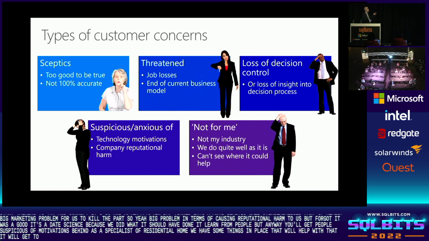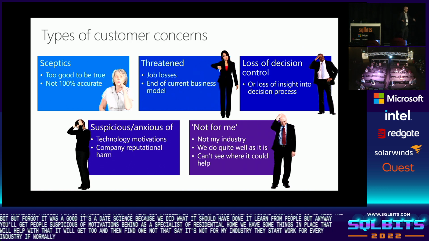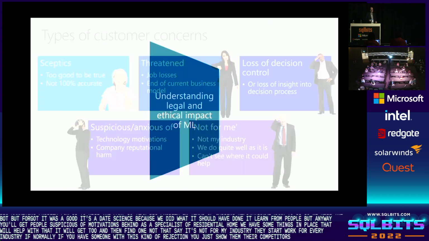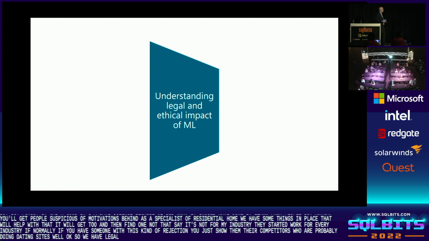And then the final one, people say, it's not for my industry. Data science works for every industry. Normally, if you have someone with this kind of objection, you just show them their competitors who are probably doing data science as well. Okay, so we have legal and ethical implications of machine learning.